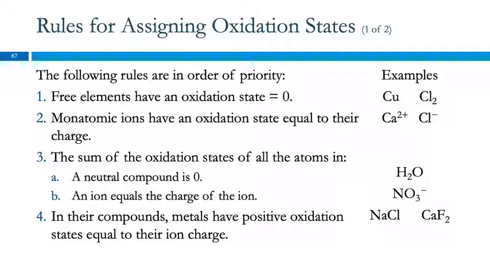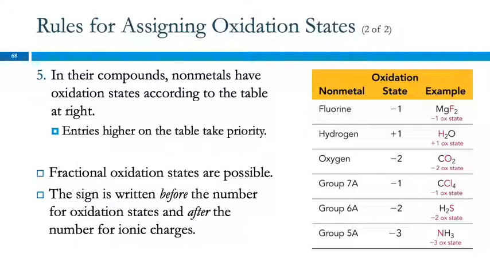Metals always have positive oxidation states. They're the same as their ion charges. Nonmetals are really the reason that we need the oxidation states, and so they have a list of priorities here. So after you assign oxidation states to any of the ions, like sodium or something, you're down to just nonmetals, and you're trying to pick, well, who gets what. So this is how I think about it.